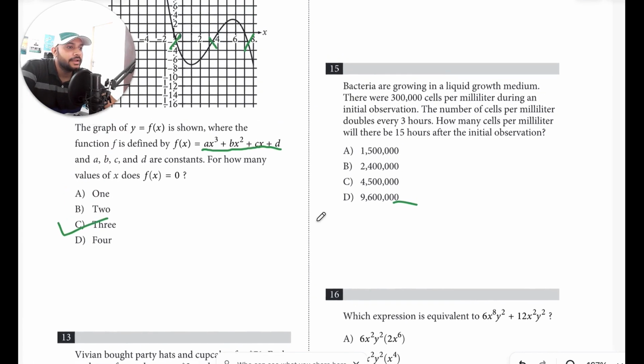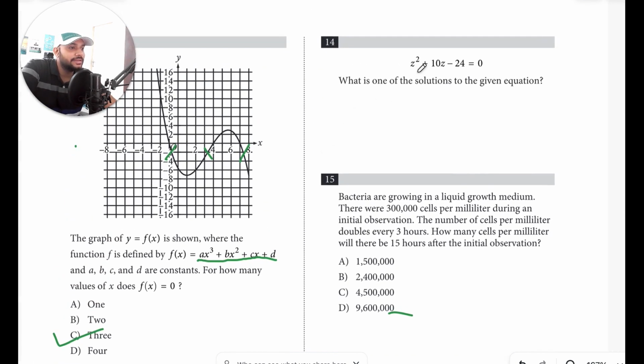Okay. Question number 14. z² + 10z − 24 = 0. What is one of the solutions to the given equation? Split 10z into two parts such that they add to 10 and multiply to negative 24. That is 12 and negative 2. So the roots would become negative 12 and 2. These are the roots.